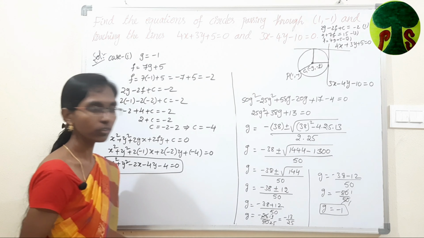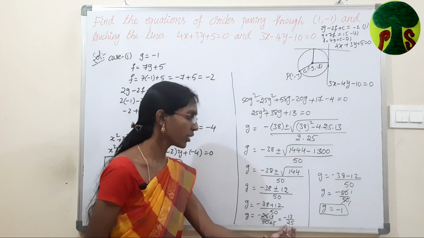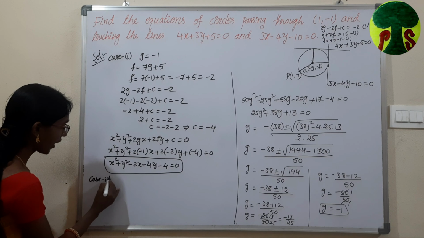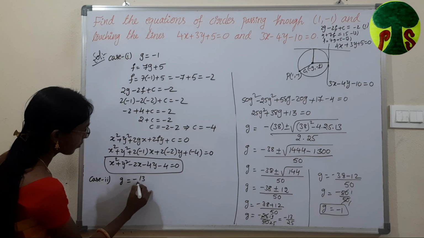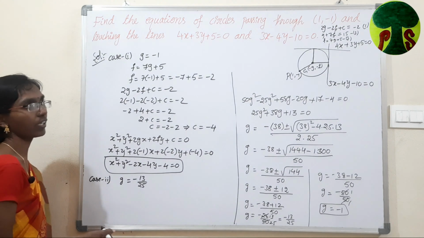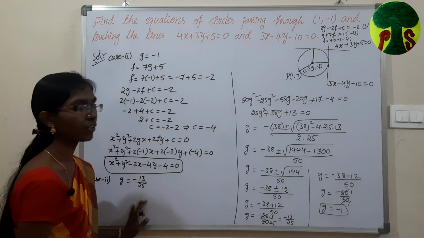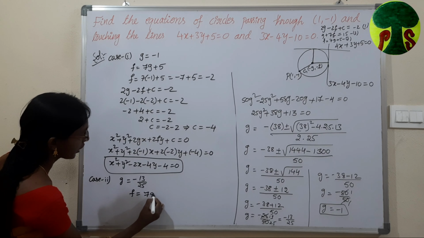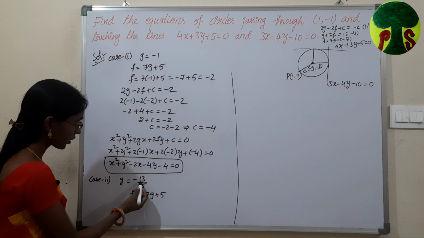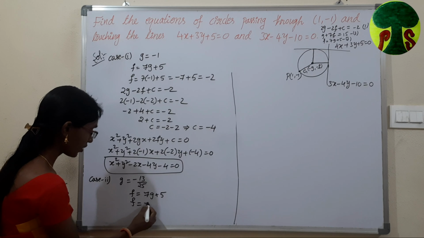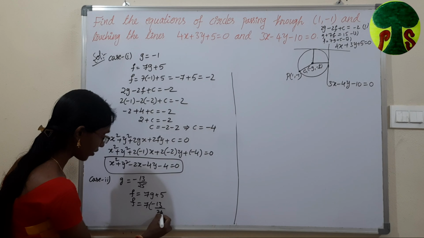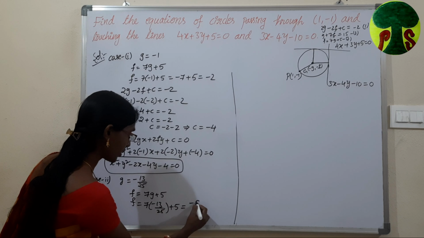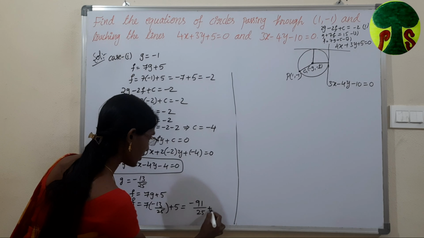Now we have to consider the g value as minus 13 by 25, that is case 2. Case 2. The value of g is equals minus 13 by 25. Now we have to find the value of f. So we have to substitute g equals minus 13 by 25 in equation 3. Equation 3 is f equals 7g plus 5. Now we substitute the g value in this equation, and f equals 7 into minus 13 by 25 plus 5, that is equals minus 13 into 7 is 91 by 25 plus 5.